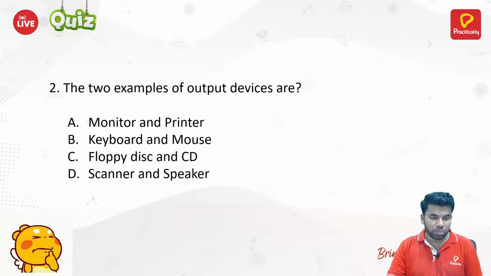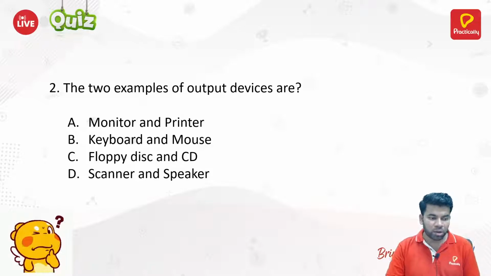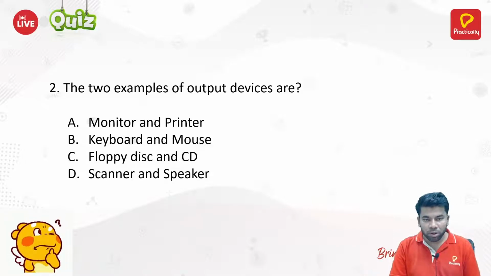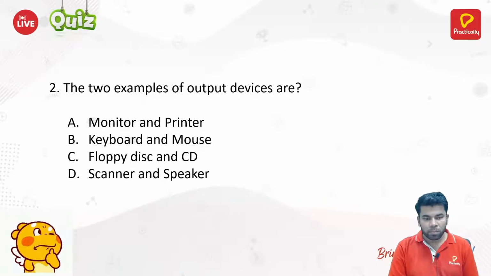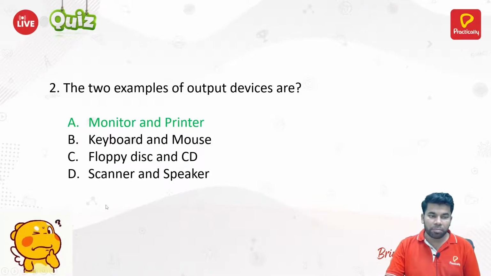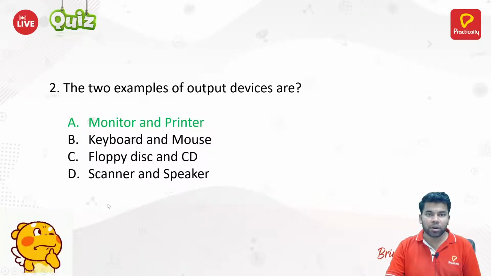Anyone else? What are the two examples of output devices? Monitor and printer, keyboard and mouse, floppy disk and CD, scanner and speaker. The correct answer is monitor and printer, because the monitor is used to display the data and the printer is used to produce the print.